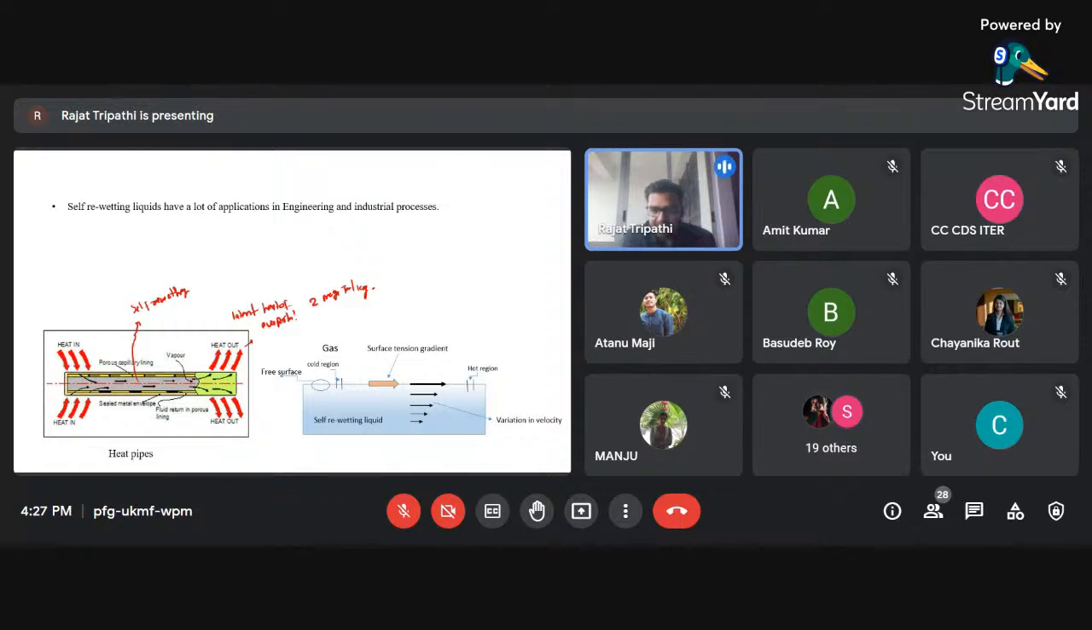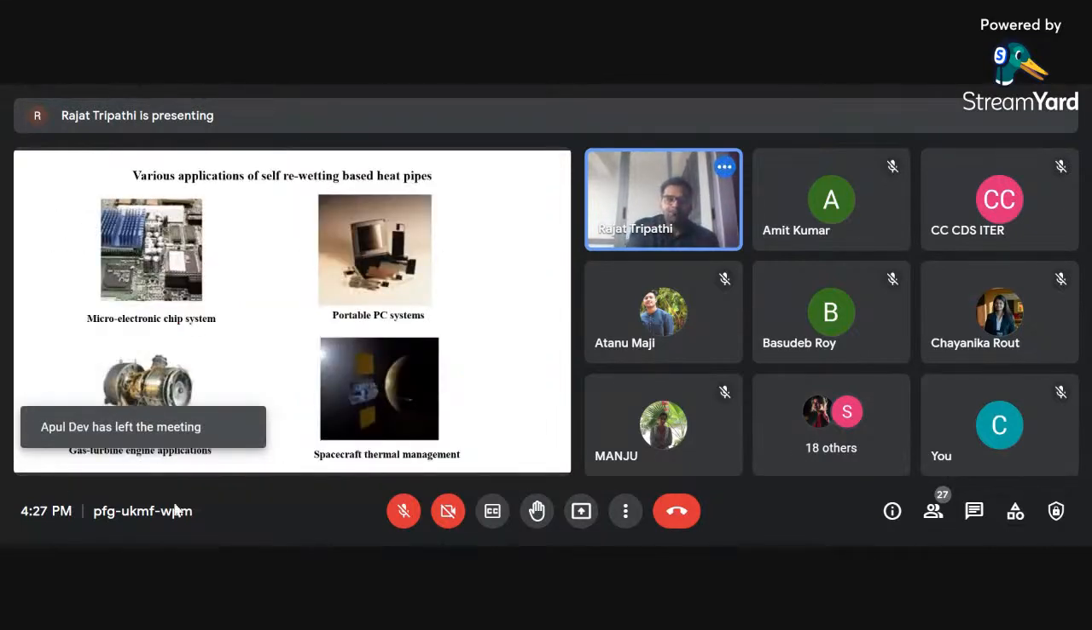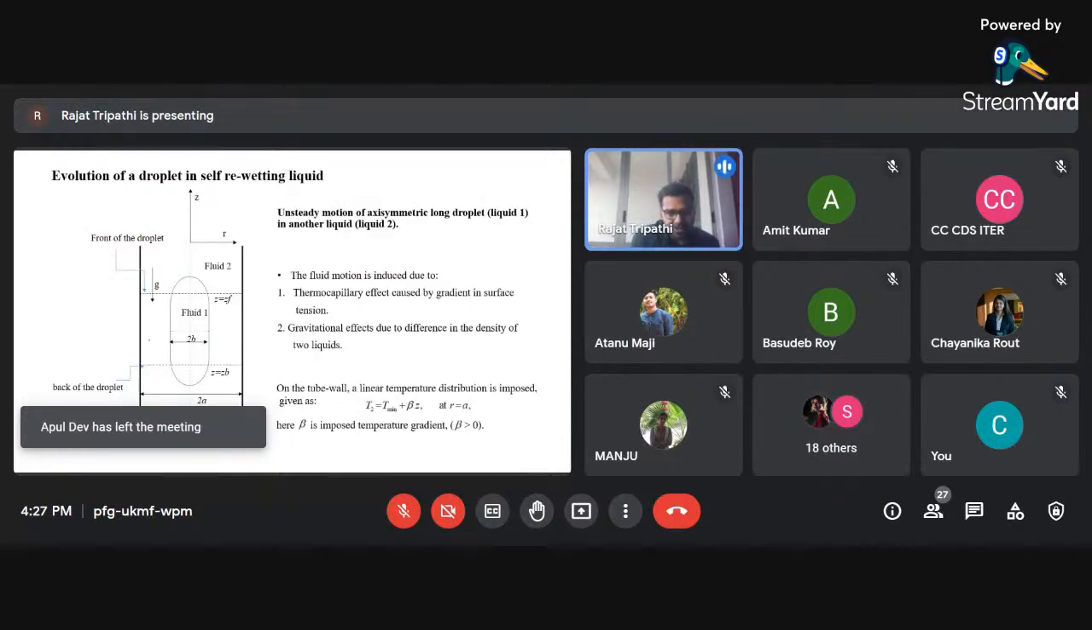Okay, and we know that it depends on surface tension, and surface tension follows a parabolic relation with temperature. Okay, so considering all these things in mind, the setting in of Marangoni convection in the absence of gravity and the importance of self-rewetting fluid, let us consider a problem where we have this rectangular tube. There is this axisymmetric fluid bubble. Let's say this is fluid one, and there is some other liquid, and through this fluid two, this fluid one is moving.